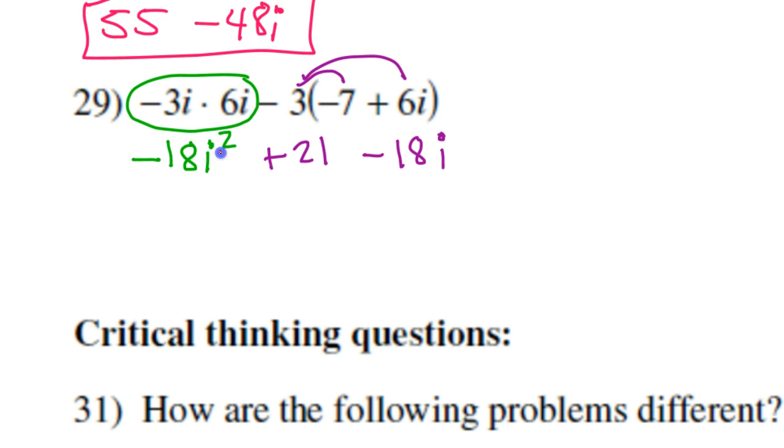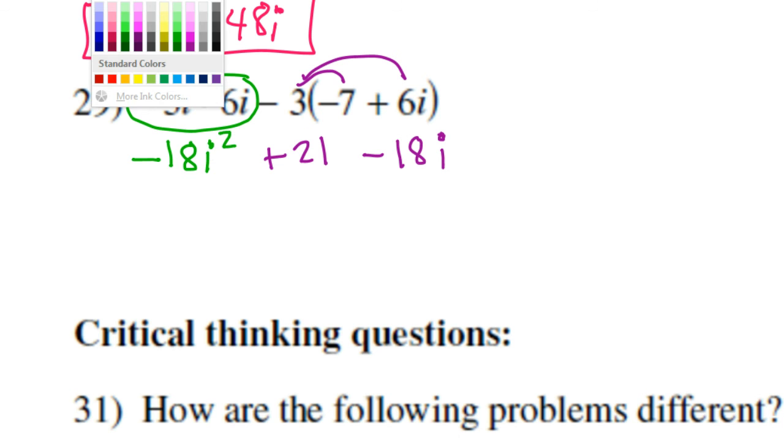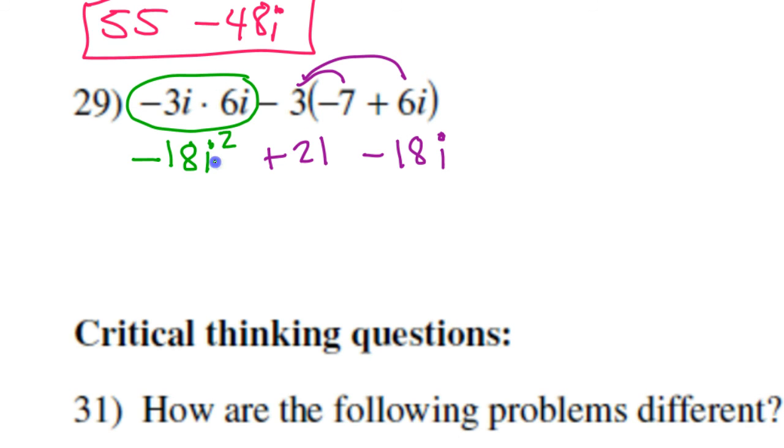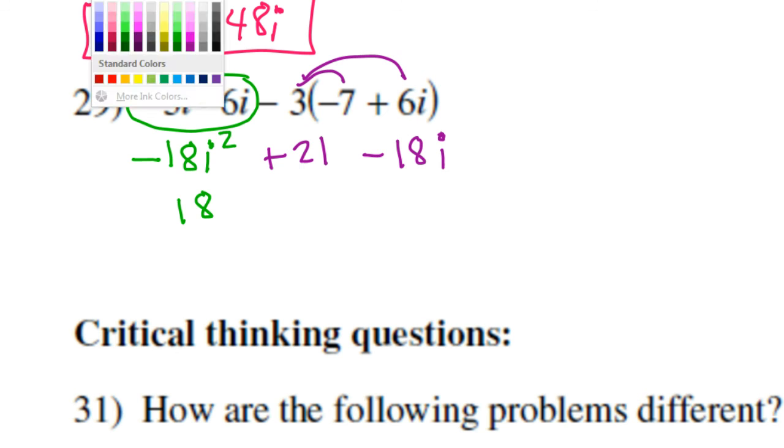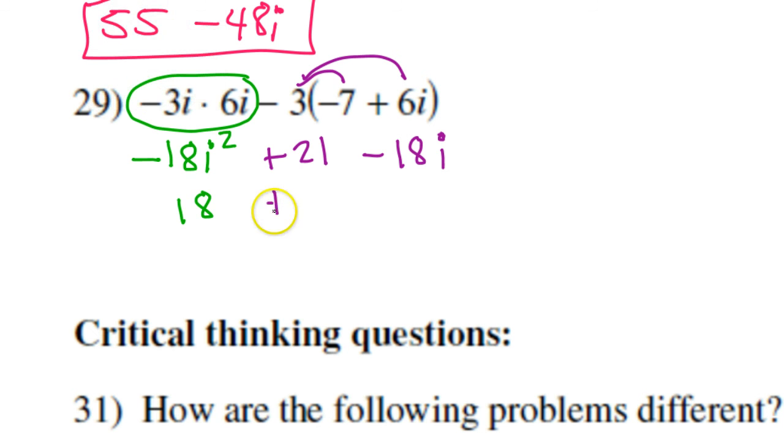Okay. Now i squared is negative 1. So negative 18 times negative 1 is positive 18. So I'm going to have positive 18 and then plus 21 minus 18i. So it's just a matter of putting these together. So that's going to make 39 and then minus 18i.